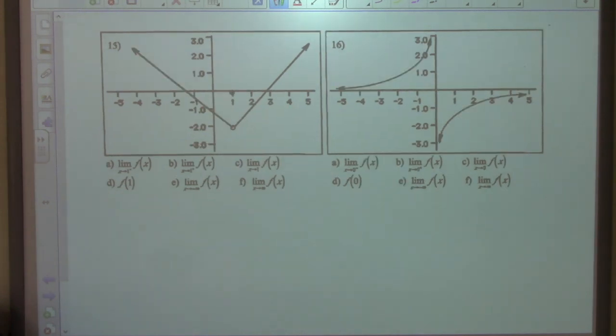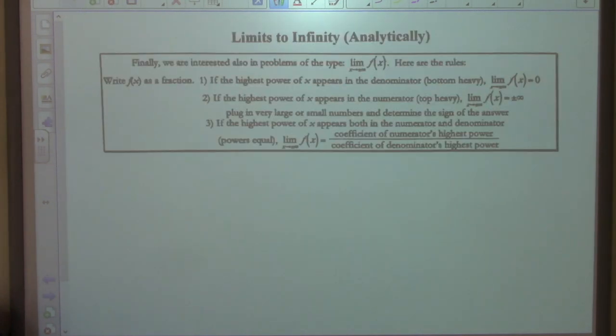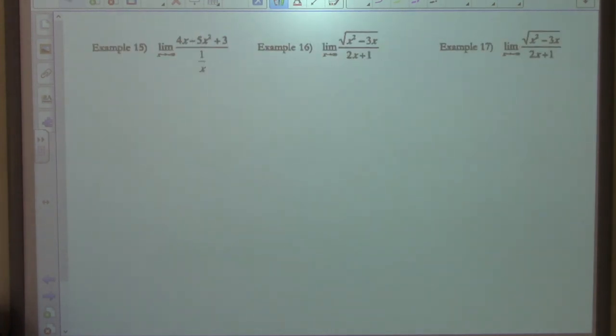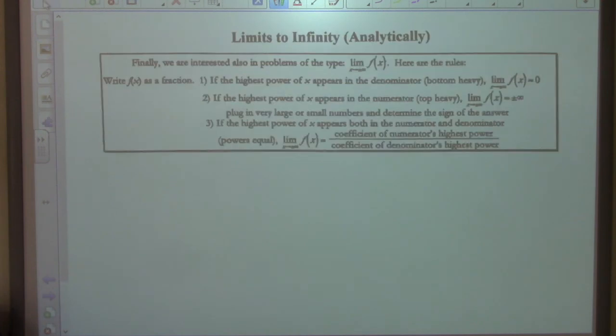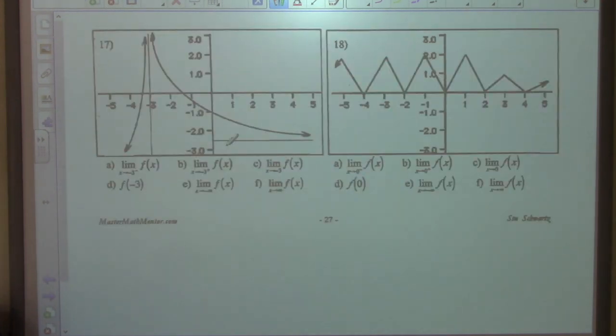I want to look at limits to infinity analytically. Okay, we're going to get some examples. What I want to do for the rest of the class period is play a video here that I hope will talk about one.